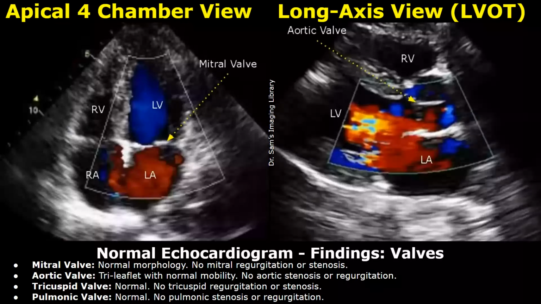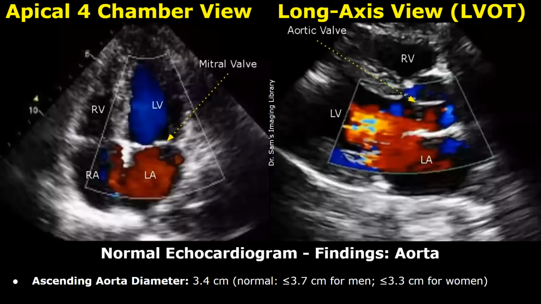After that, you can write the findings of the valves. The first one is the mitral valve. Normal morphology, no mitral regurgitation or stenosis. Next is the aortic valve, tri-leaflet with normal mobility, no aortic stenosis or regurgitation. Next we have the tricuspid valve. It is normal, no tricuspid regurgitation or stenosis. And finally we have the pulmonic valve, normal, no pulmonic stenosis or regurgitation.